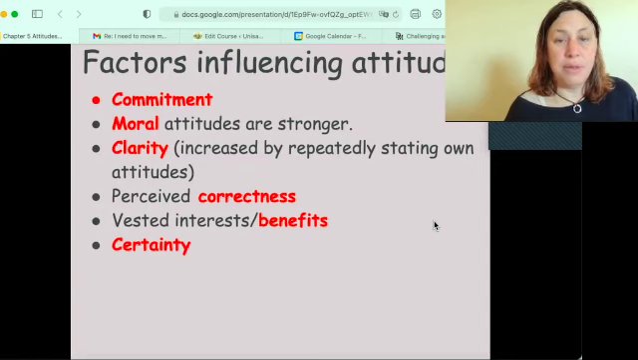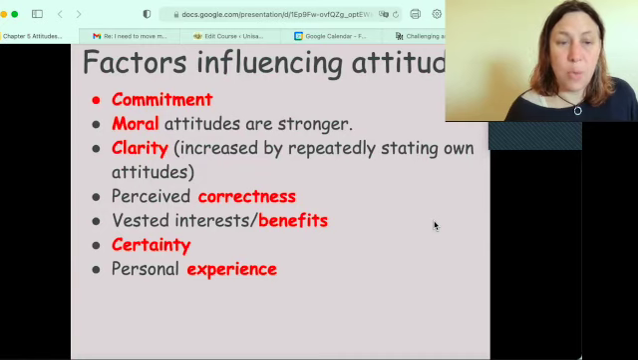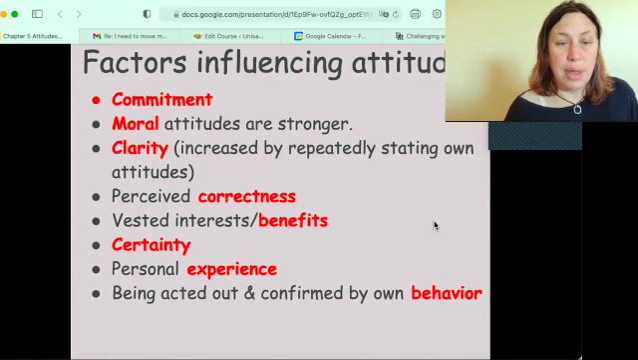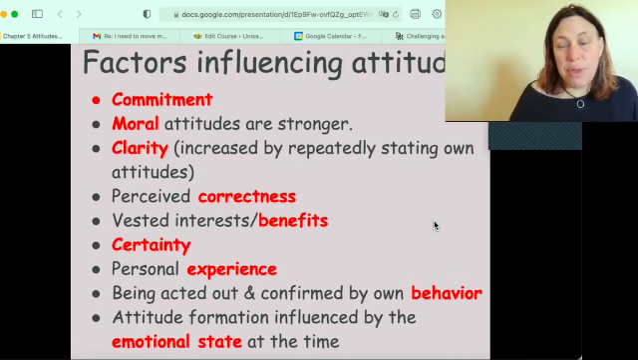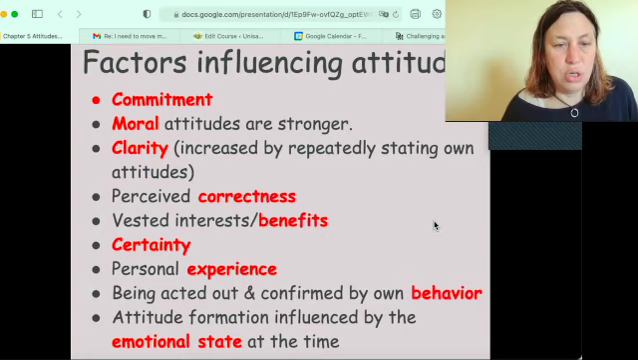Certainty, how sure are you of this attitude? If you're very sure, then you're going to hold it very strongly. Personal experience is the major cause. So remember that. Number one cause of your attitude is personal experience. And related to that, if you're continuing to act out that attitude, you're going to confirm it to yourself again and again. And the emotional state that you have is also going to influence your attitude. When you are angry, your attitude on certain things shifts. And when you're happy, it shifts to another position.